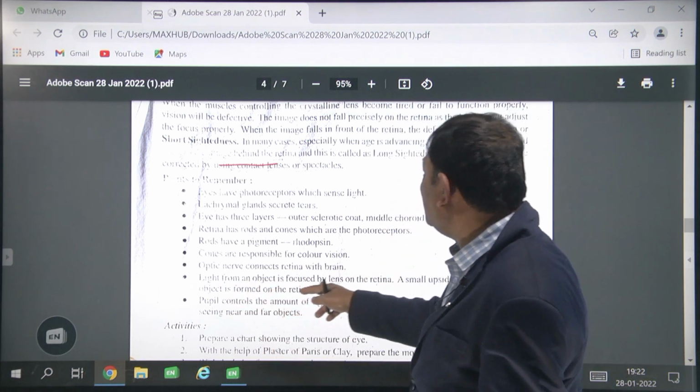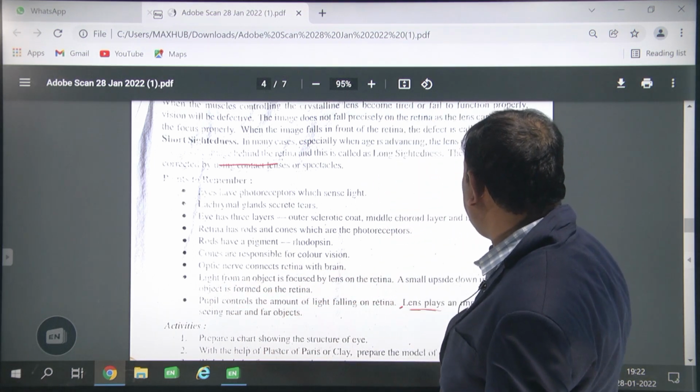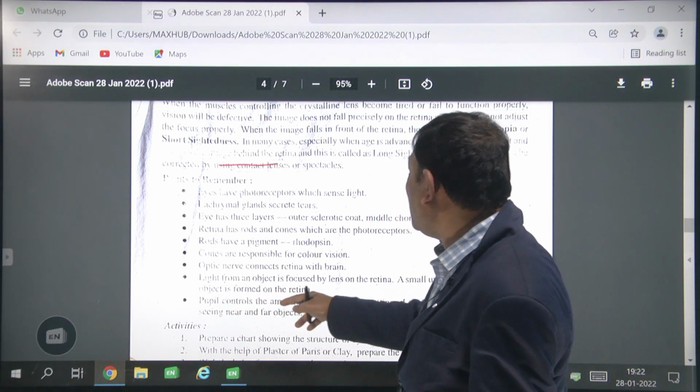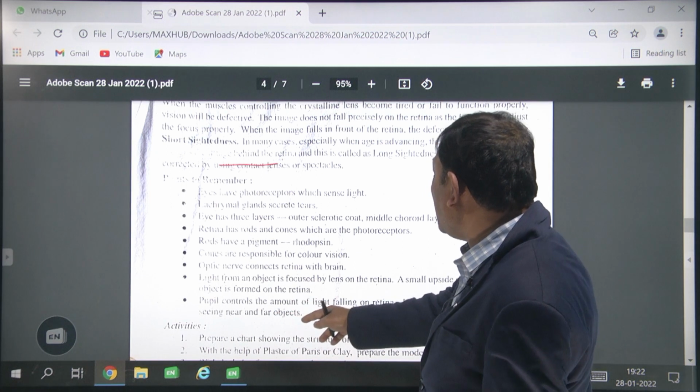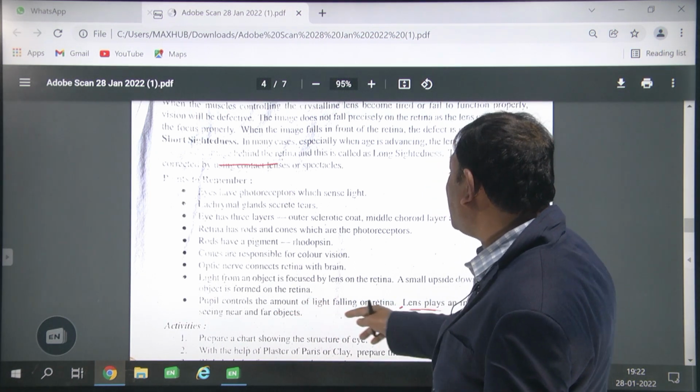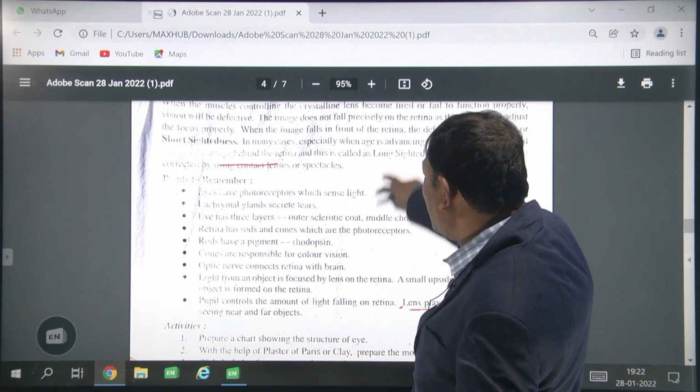Light from an object is focused by the lens on the retina. A small upside down image of the object is formed on the retina. The pupil controls the amount of light falling on the retina. The lens plays an important role in seeing near objects.